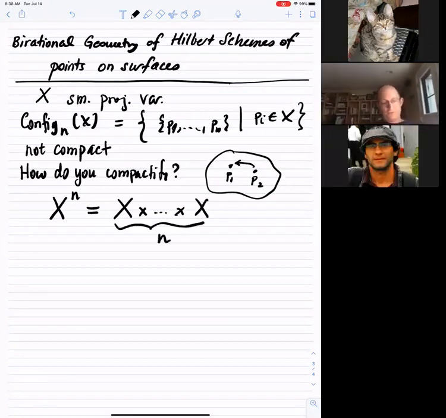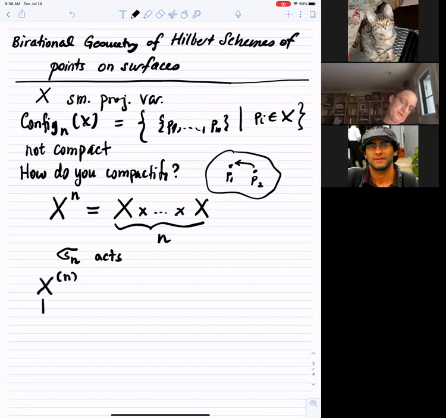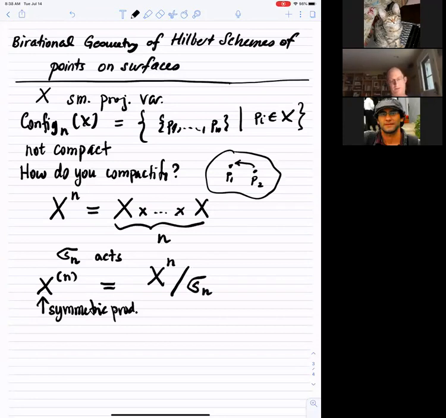Now the symmetric group on n letters acts on this space. And how does it act? It just shuffles the points. So if you have P1, P2, P3 up to Pn, then you can move them around. And then you form the symmetric product. You take this X^n and quotient out by this action of the symmetric group, okay? This is now a compact space, and it contains the configuration space as an open set. So it's a sensible compactification.